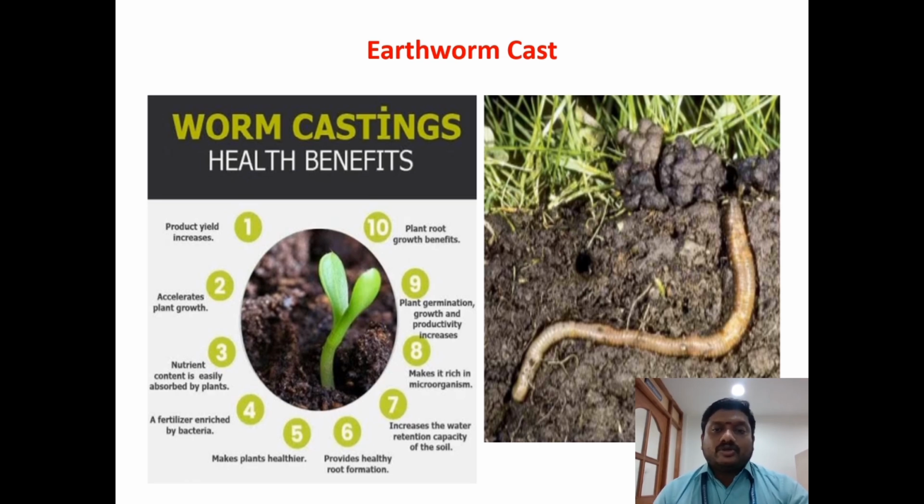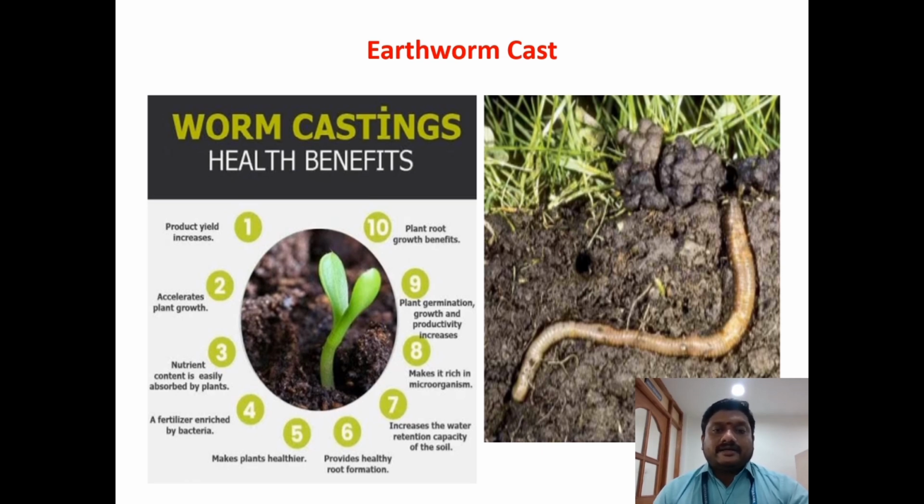It is filled with microbiomes, especially bacteria, fungi, and very particularly actinobacteria. So it has great health benefits for the plant, like plant germination, growth, and increased production. It is also rich in microbiomes and provides healthy root formation, and also makes the plant healthier and increases the plant growth and the yield. So these are all the health benefits. So earthworm cast is a major research area.